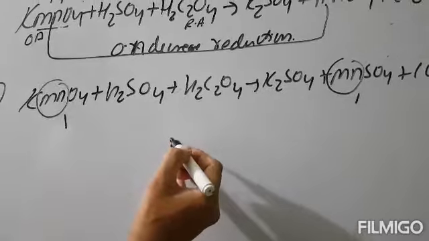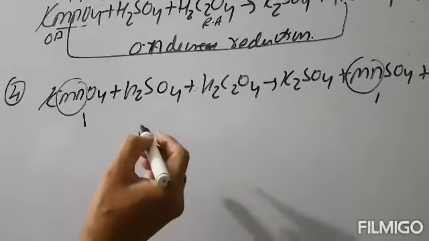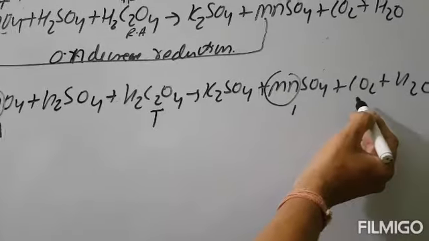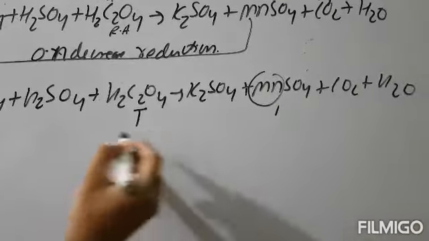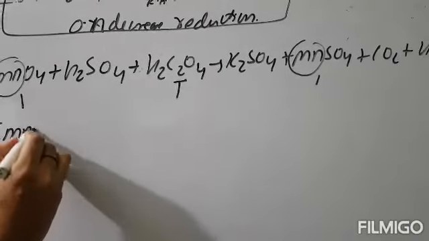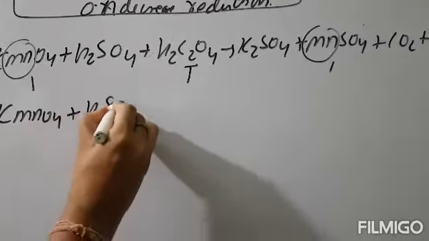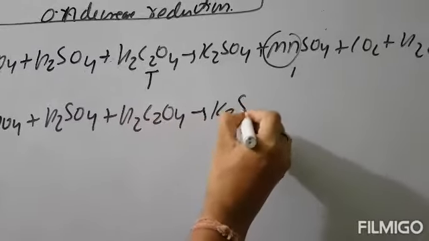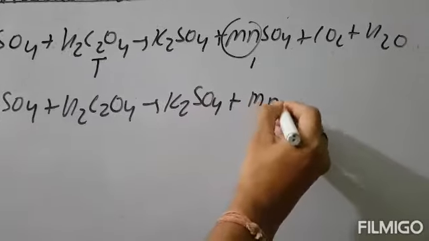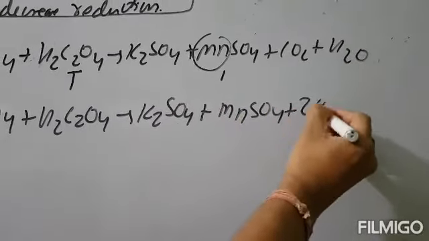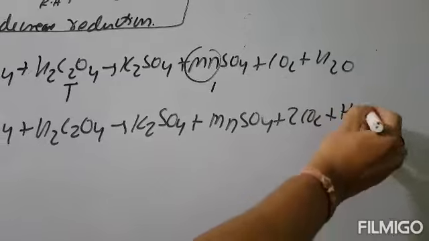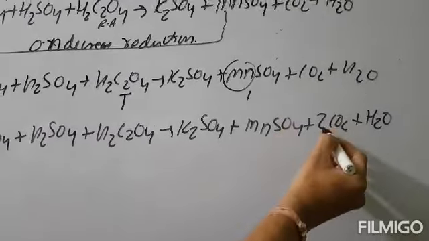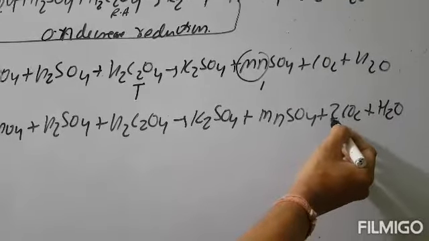Now we have to balance the carbon atoms. Here there are 2 carbon atoms on the reactant side and 1 on the product side, so we will balance it. KMnO4 plus H2SO4 plus H2C2O4 will give you K2SO4 plus MnSO4 plus 2CO2 plus H2O. Here we have balanced the carbon by putting 2 in front of CO2.